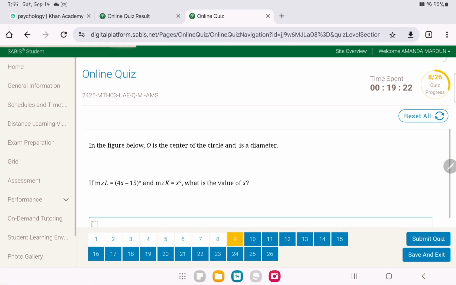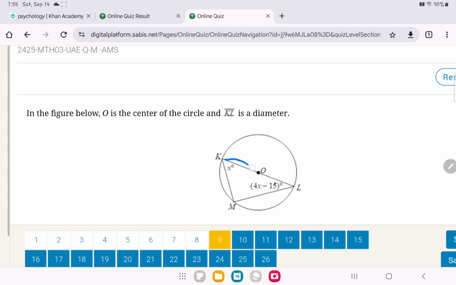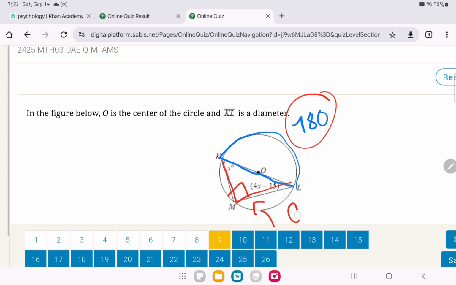Question number 9. In the figure below, O is the center of the circle and KL is a diameter. We know that if KL is a diameter, that means this is 180, and the inscribed angle over here, it's an inscribed angle, it is equal to half of the measure that it touches. So it's touching the measure of 180. So half of 180 is what? 90.